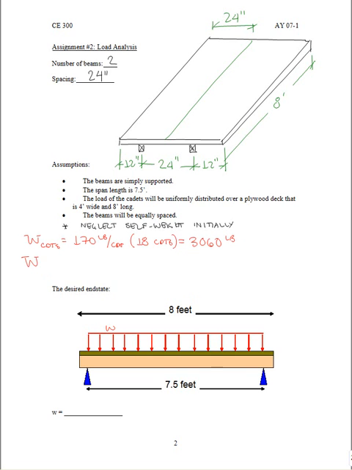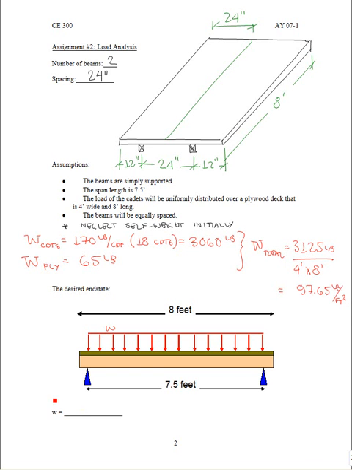We also have the weight of the plywood that we need to account for, and we're told that that is 65 pounds. If we combine these, we get a total weight of 3,125 pounds. We know that that weight is distributed over the entire 4-foot by 8-foot area of the plywood, which gives us a load of 97.65 pounds per square foot.